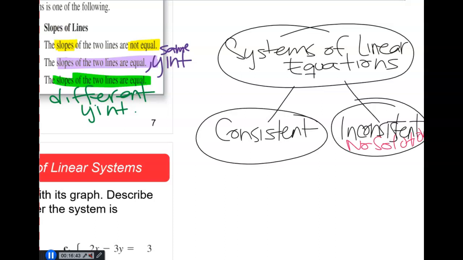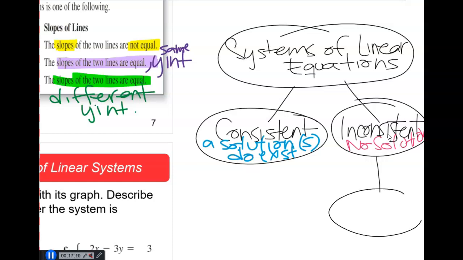Here we could say that a solution, or solutions in plural, do exist. Based on that, let's talk about the no solution case first. This one is going to be the one with parallel lines.